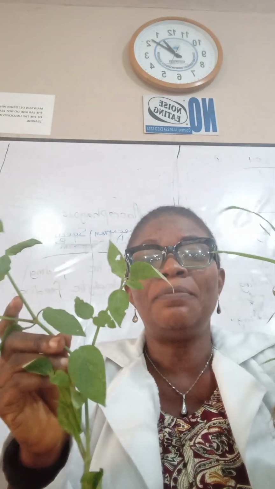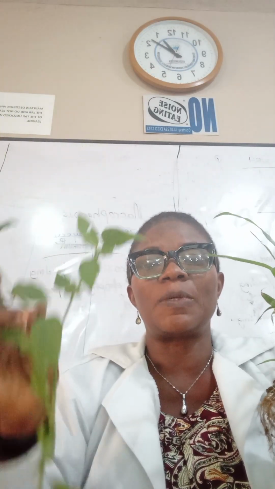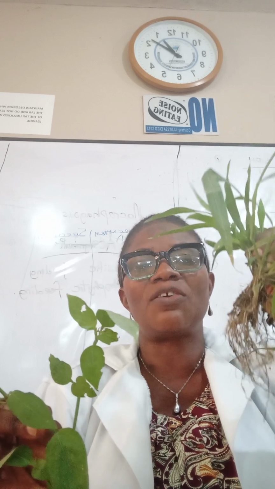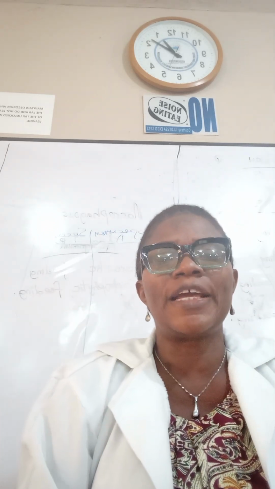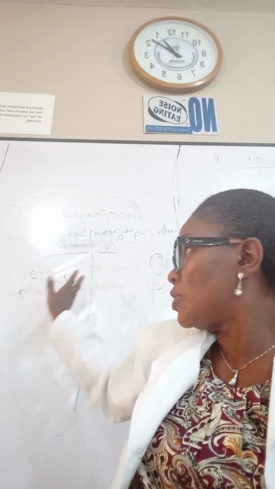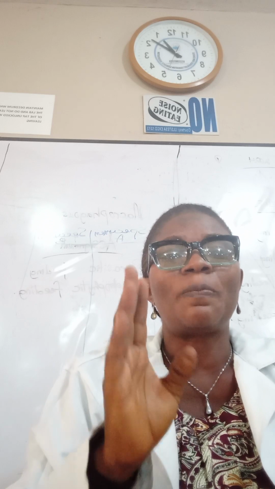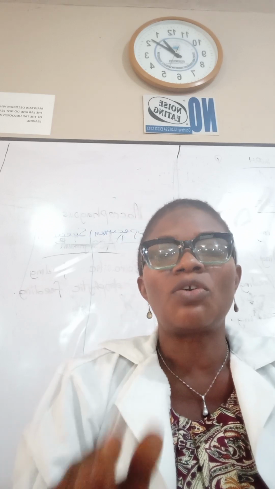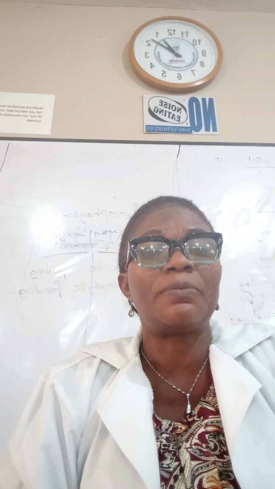You label them. You label one as specimen A. The one on my left hand side is specimen A, then the one on my right hand side is specimen B. Then you are going to draw a table of 3 columns like I have here. The first column, you will put parts of plants. The second column will be specimen A, while the third column will be specimen B.